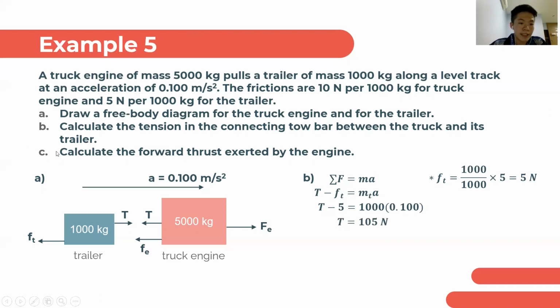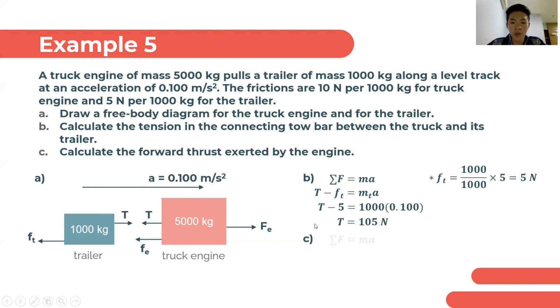Now we'll do part C. Calculate the forward thrust exerted by the engine. So now we'll focus on the engine's free body diagram. Because this engine has an acceleration of 0.100 meters per second squared, we follow Newton's second law of motion, or law of acceleration.